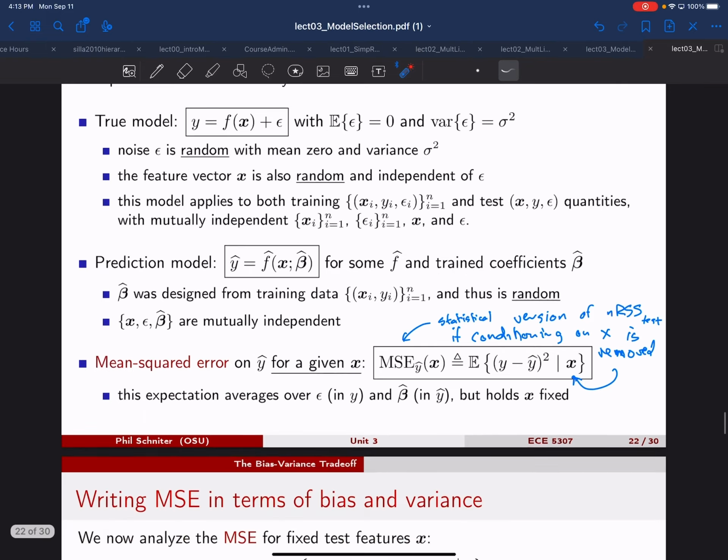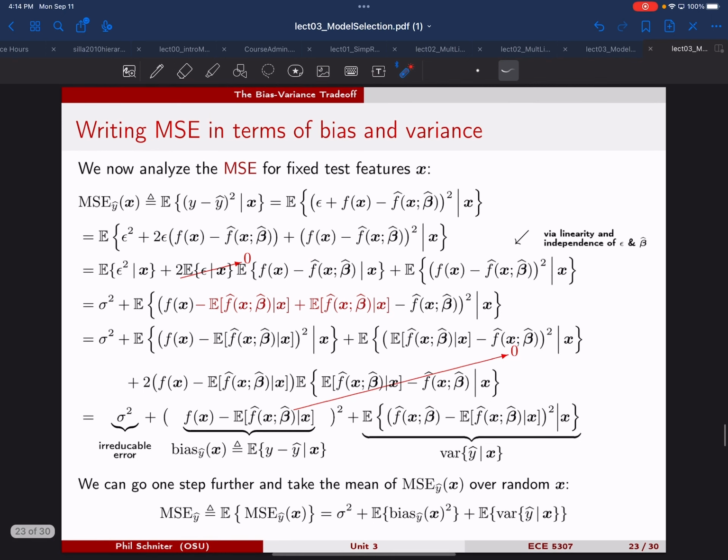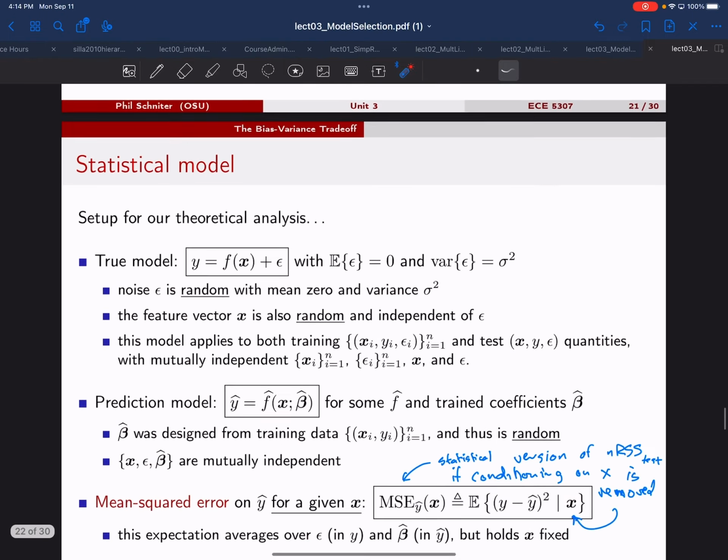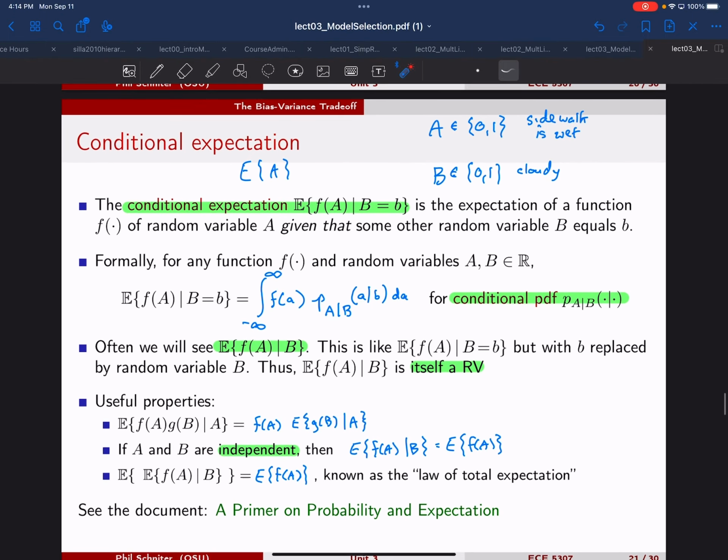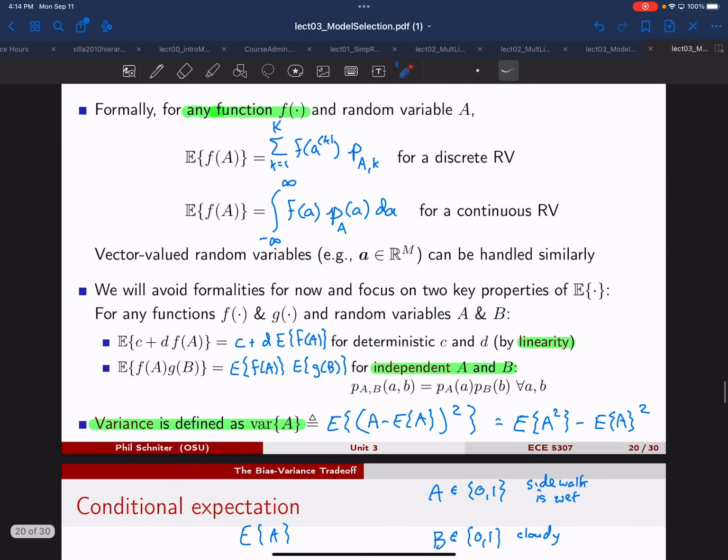Okay, so let's go to this page. It looks like a big, ugly derivation, but I hope to convince you that it's not too bad. Essentially, we're going to be applying some of these properties here. One of the properties of expectation that we saw was linearity. Another important property we saw was that you can split an expectation of a product into a product of expectations when those random variables are independent.